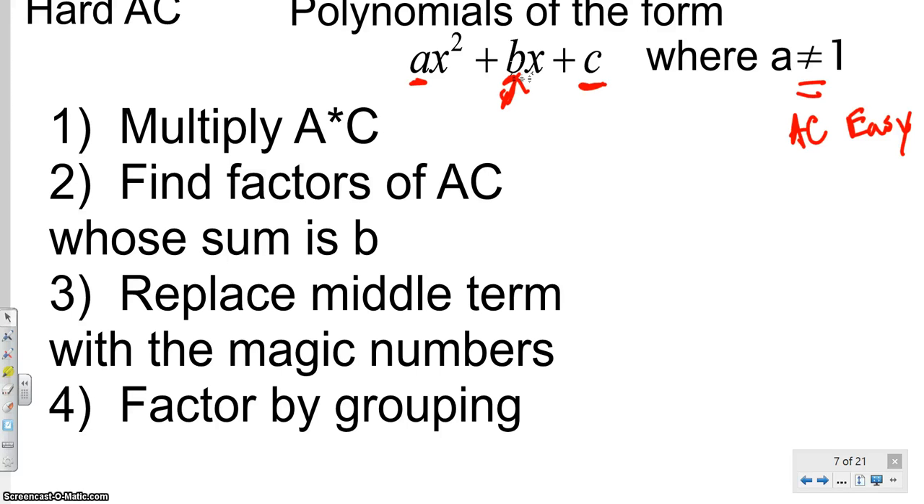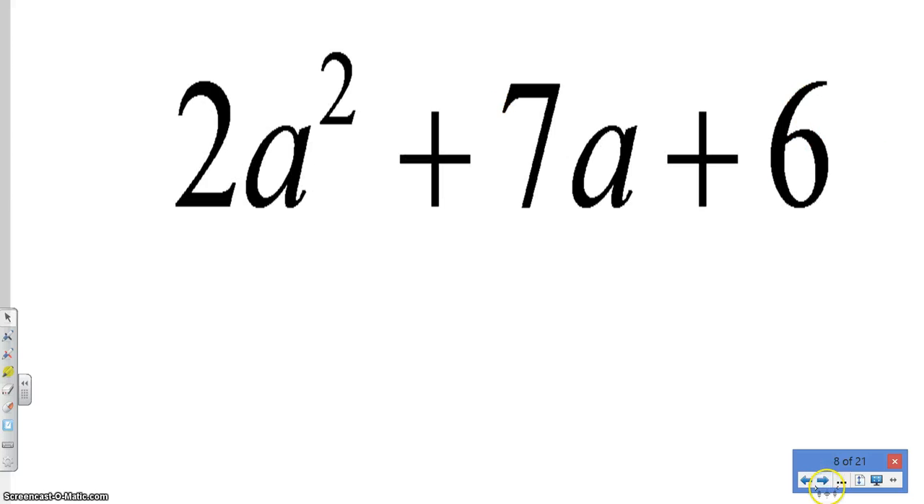Then you're going to replace the middle term with the magic numbers, and then you factor by grouping. Okay, so we're using sort of like the easy AC method a little bit, where we find the factors to get the middle term. Then once we rewrite it, we actually have to use factor by grouping. That's the reason why I call this hard, because there's a lot more steps involved. All right, so let's look at our first example.